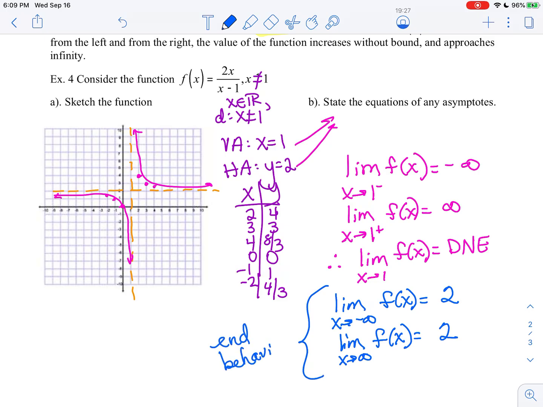And if you were in pre-calc or honors algebra 2, you are familiar with that. All right, that wraps it up.